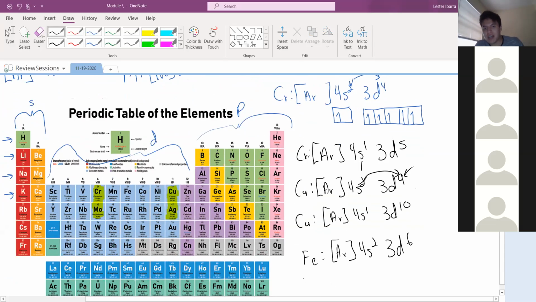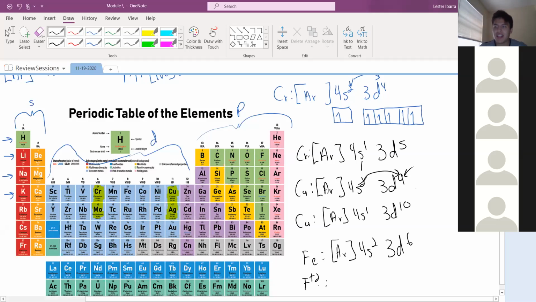So now let's imagine instead of iron, we have iron plus 2. So now we have a plus charge of 2. What happens when we have a plus charge? What changes? We have less electrons. We take away electrons, right? Now in this case, we took away 2 electrons.